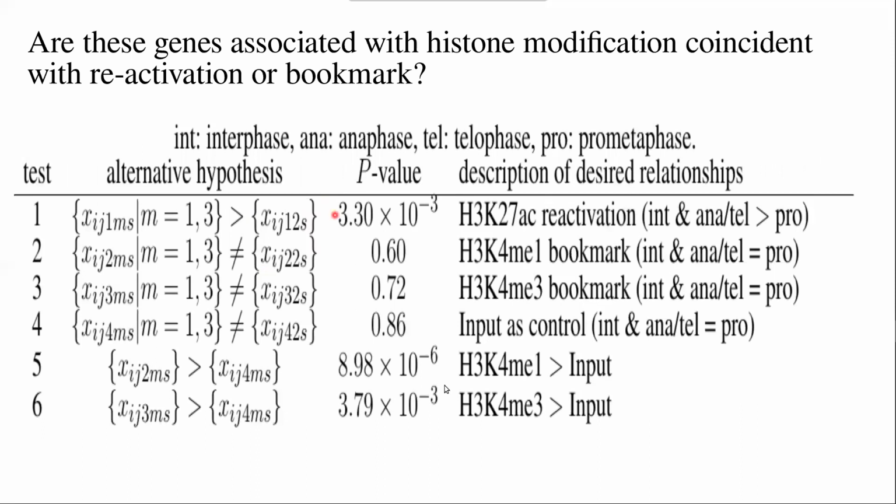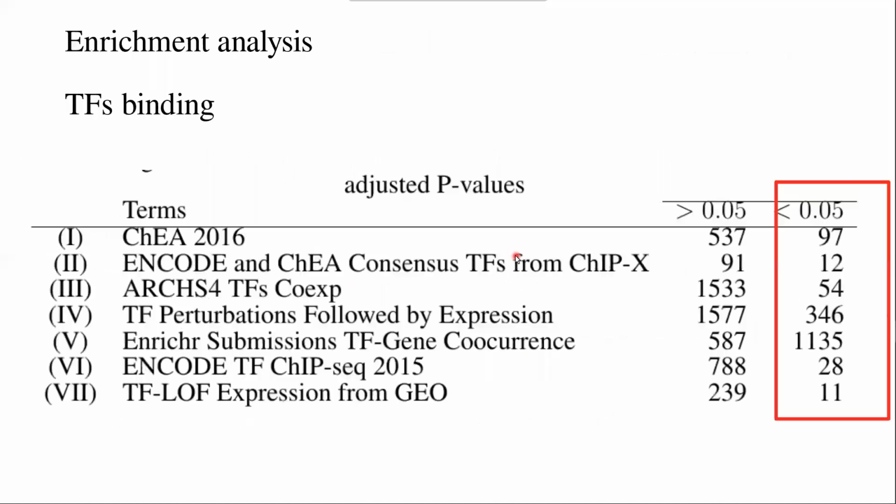So these are a little bit busy tables. I have no time to explain it very clearly, but this means that H3K27ac is associated with bookmarks. These 2 histone modifications are bookmarks, and these 2 bookmark histone modifications are distinct from controls. So basically, the 525 genes associated with histone modification are coincident with the reactivation or bookmark process.